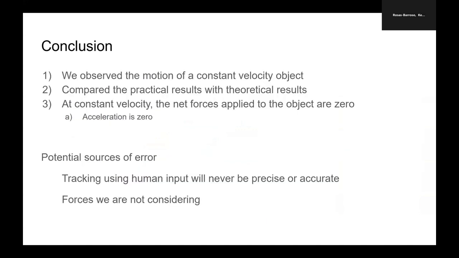And in terms of the conclusion, we observed the motion of a constant velocity object. We compared the practical results with the theoretical results. And at constant velocity, the net forces applied to the object are zero, which means that the acceleration is zero. And some potential sources of error are that tracking using human input will never be precise or accurate, and forces that we did not consider within the experiment.